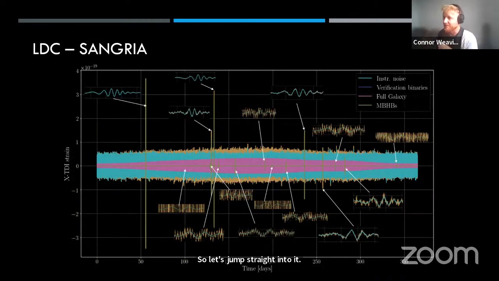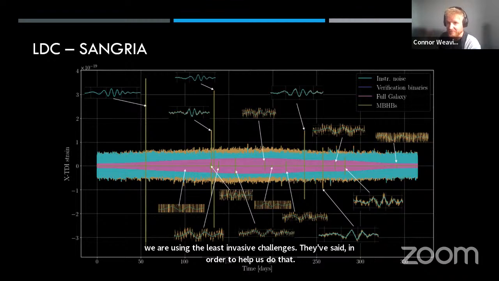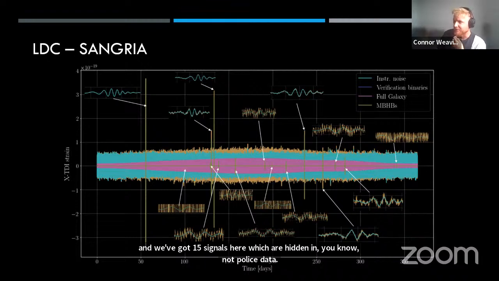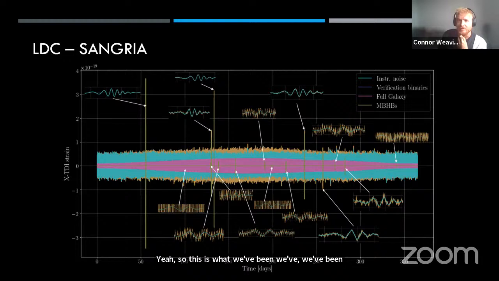As mentioned, we are building this data analysis pipeline to detect massive black hole binaries, and we are using the LISA Data Challenges dataset to help us do that. We're using the Sangria datasets, specifically the massive black hole binary dataset. This is the blind dataset that we're using to build the pipeline, and it has 15 signals hidden in mock LISA data. This is what we've been using to train and build all of our tools.